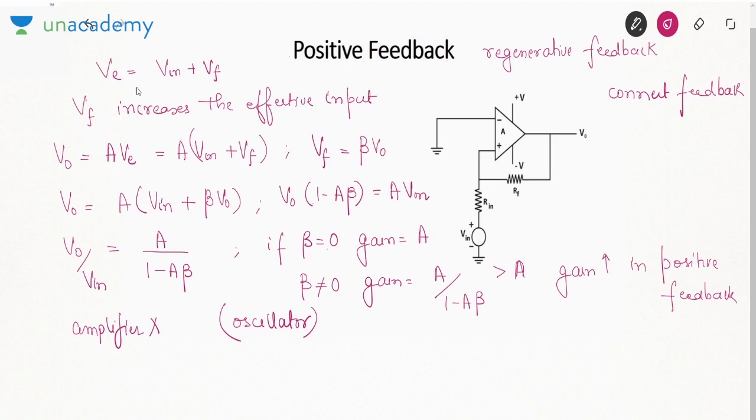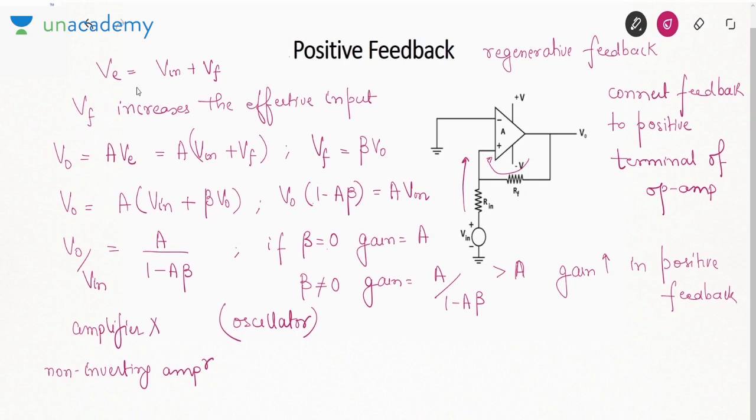Connect this feedback to the positive terminal of the Opamp. Now see this. Here the feedback is connected at the positive terminal. Input is also connected at positive. If input is connected at the positive terminal, it is an example of a non-inverting amplifier.